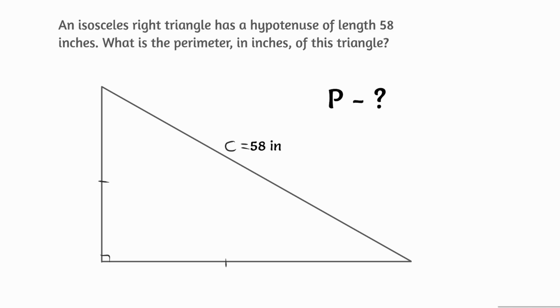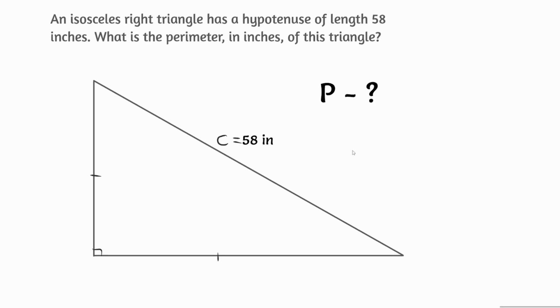Here's one more SAT problem. We have an isosceles right triangle that has hypotenuse of length of 58 inches. What is the perimeter in inches of that triangle? So since it's an isosceles triangle, that means we have two sides that are equal to each other. And hypotenuse of 58 inches.